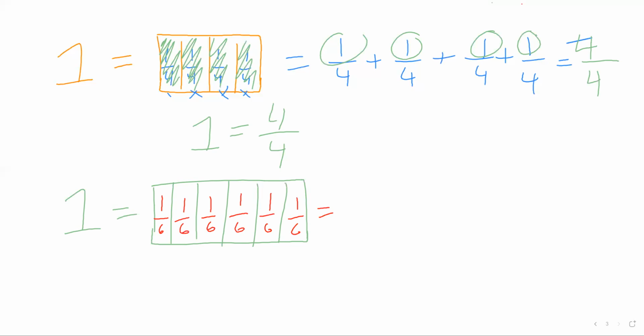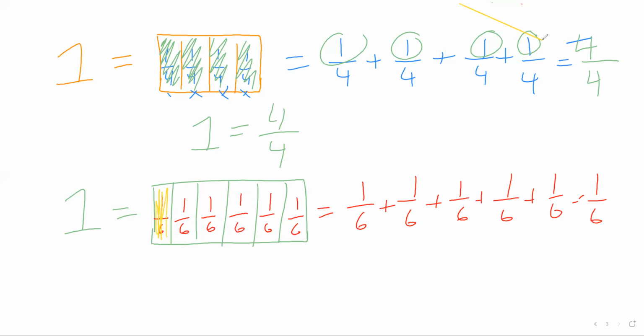And if I want all of it, I would have to take 1 out of 6 plus 1 out of 6 plus 1 out of 6 plus 1 out of 6 plus 1 out of 6 plus 1 out of 6. So of course we're going to shade those in. So 1, 2, 3, 4, 5, 6. And if you put all those together, we're going to get 6 out of 6. So there's another fraction that's equal to 1.